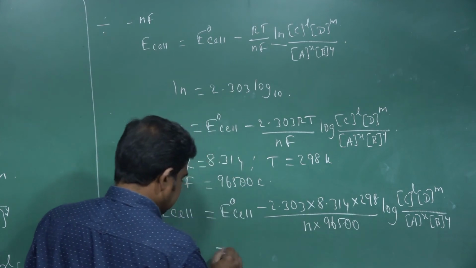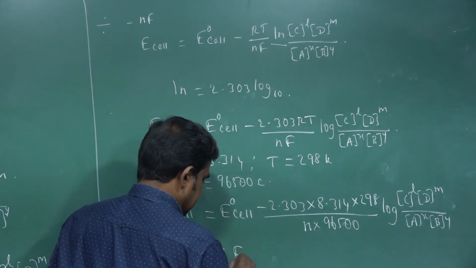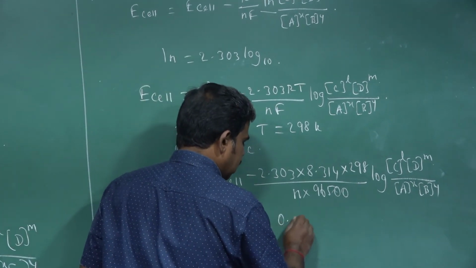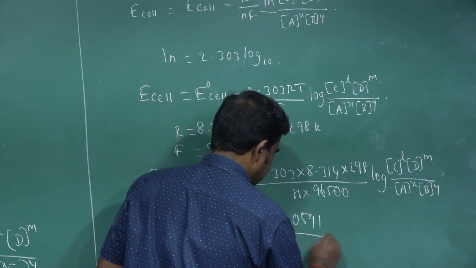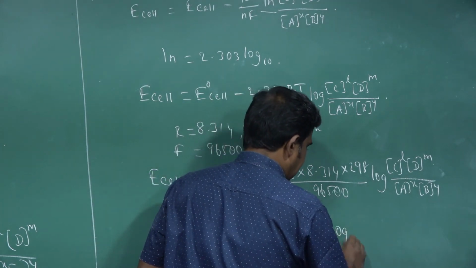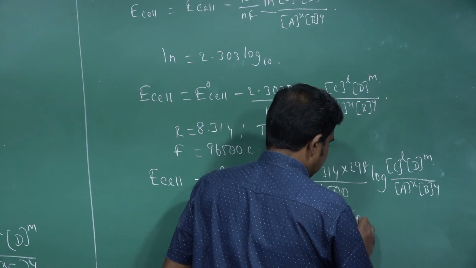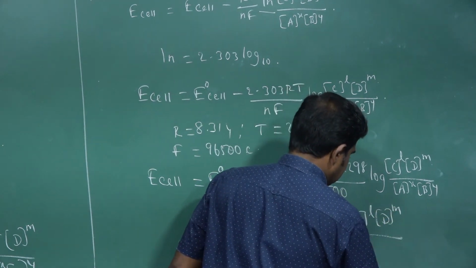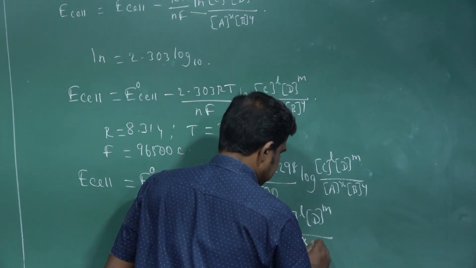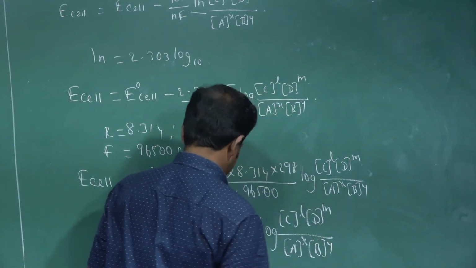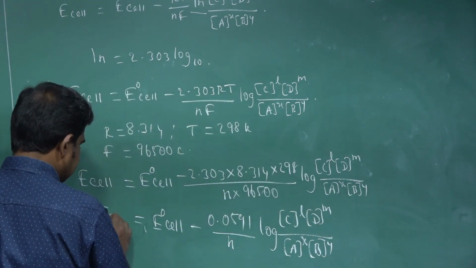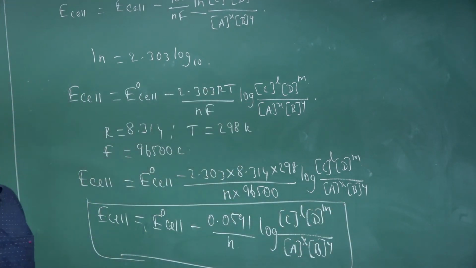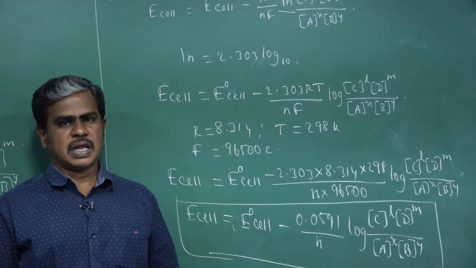By solving this we are getting E naught cell minus 0.0591 by n, log of concentration of C power L and concentration of D power M divided by concentration of A power X and concentration of D power Y. Now it is the simplest form of the Nernst equation. So it is the Nernst equation.